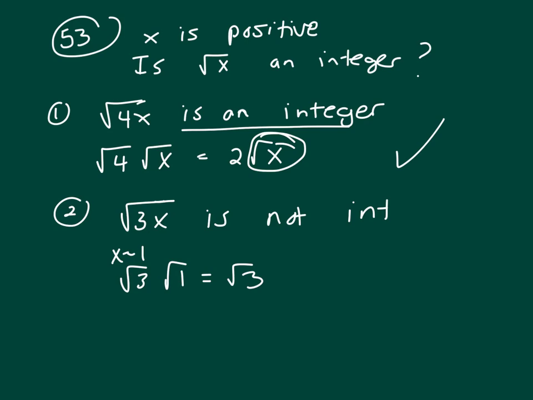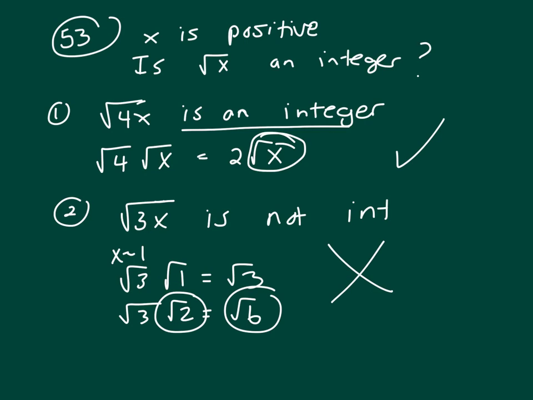But what if I let x be 2? So I have the square root of 3 times the square root of 2, which is the square root of 6, which is not an integer, but neither is the square root of 2. So that one doesn't work, only A works.